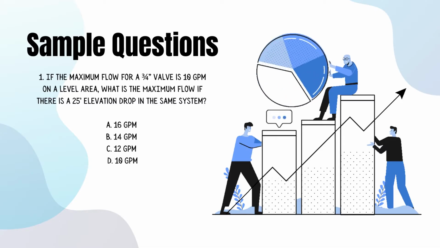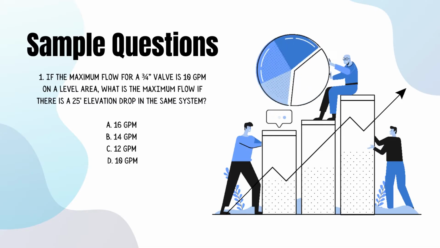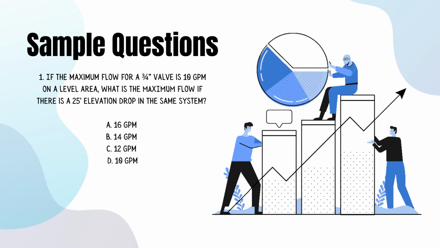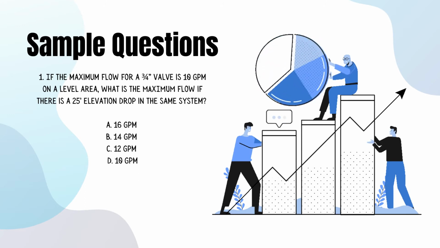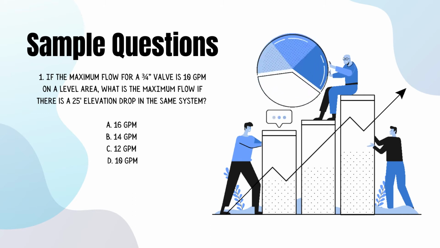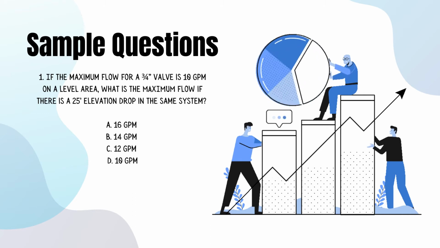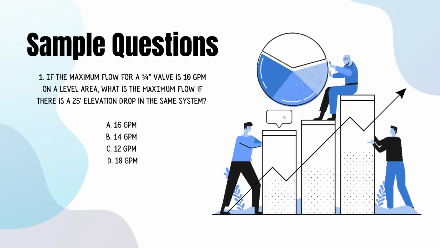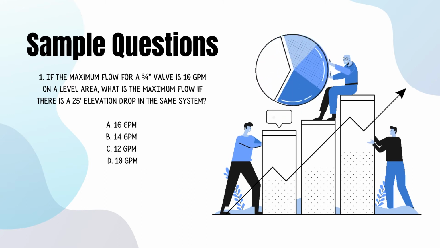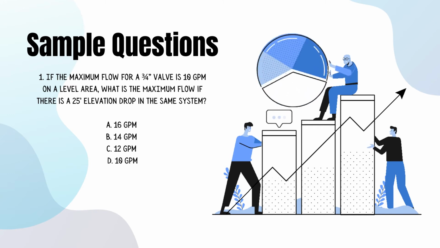Let's take a look at some sample questions you might encounter on the exam. If the maximum flow for a 3/4 inch valve is 10 GPM on a level area, what is the maximum flow if there is a 25-foot elevation drop in the same system? B, 14 GPM.